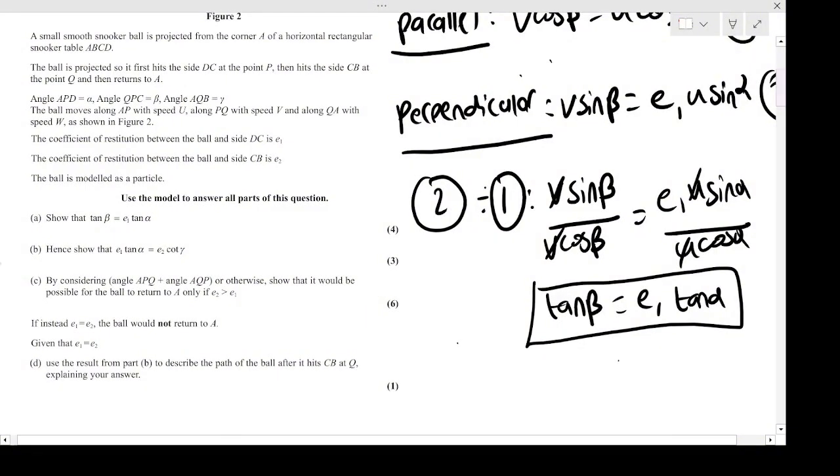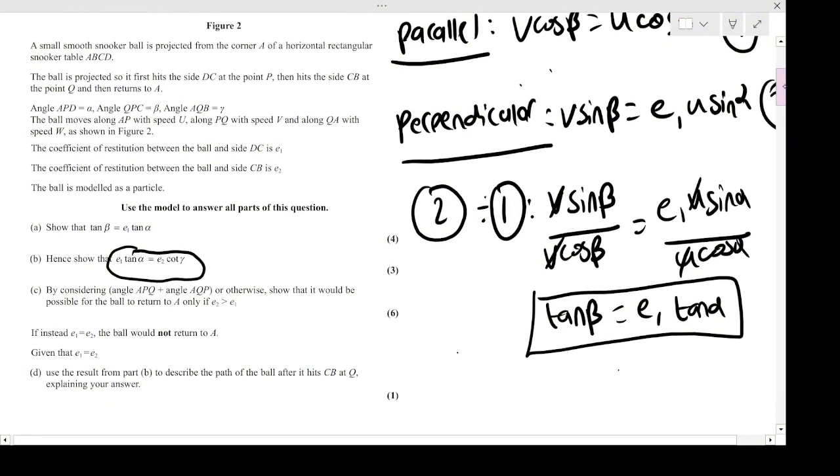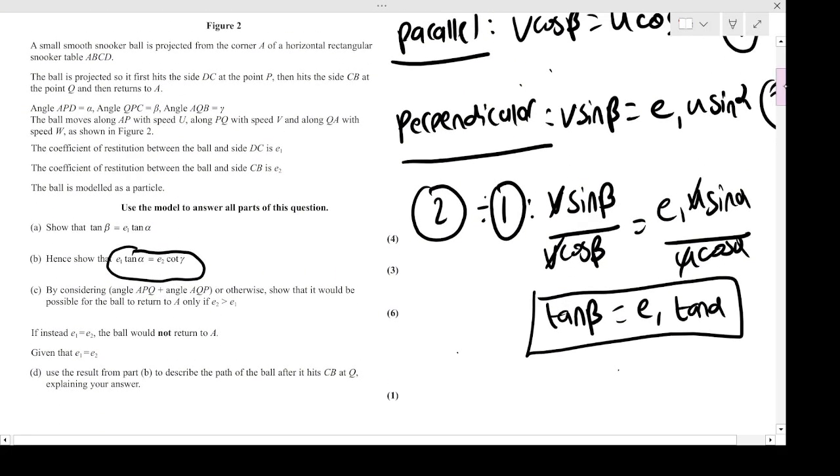Okay. Now, I'm told if instead E1 is equal to E2, the ball would not return to A. And so now we're told to take E1 to be equal to E2. And then from part B, I'm going to have to use this equation. Describe the path of the ball after it hits CB at Q. Okay, so after the second collision at Q, what does the direction look like? What path does it make? And again, that's also quite tricky, actually. It probably seemed really vague.